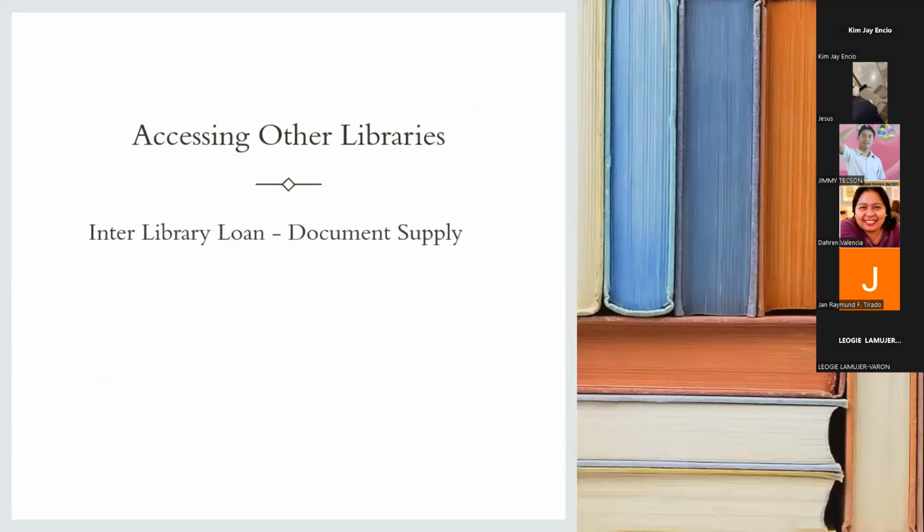Now we have what we call interlibrary loan. I'm not sure if this exists here in Negros. That means one university or one college is sharing information, sharing documents. I think this would be very, how would you call this, very secured.